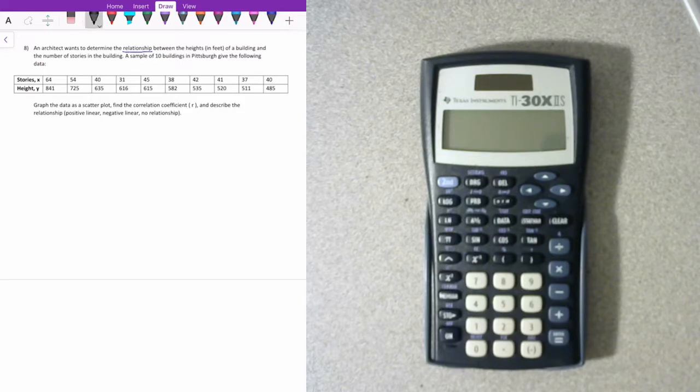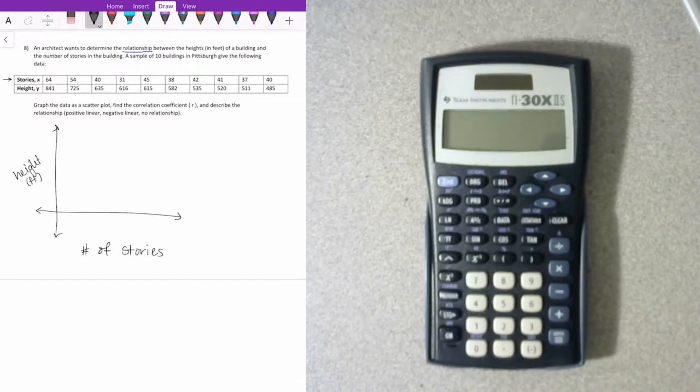So I'll go ahead and do an x-axis here, and I'll do a y-axis. And the x-axis is the number of stories a building has, and the y-axis is the height of the building in feet. So if we look at the two variables, we can find a good range that will capture them. The stories, so I'm looking at this first row.